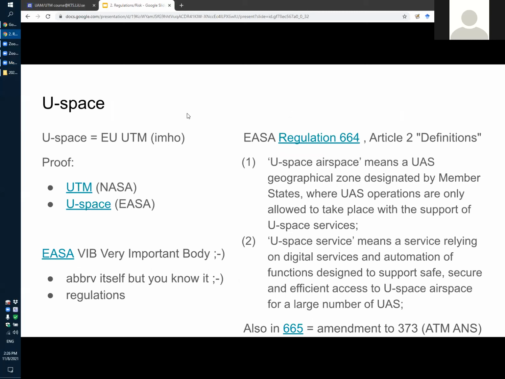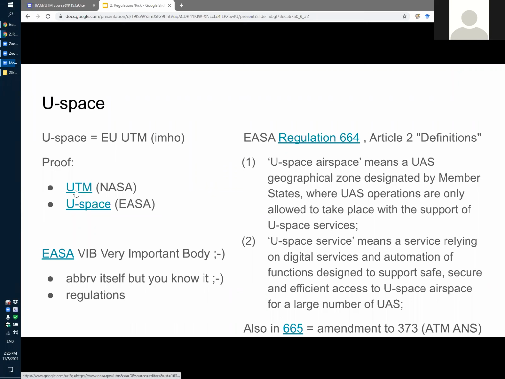Now, one important term is U-space. As far as I understand, and you will see this in my humble opinion, things every so often in the course, and I apologize for putting in my opinions instead of something which is solid. As I said, it's a changing area, and definitions and terminology are changing. But to me, I would say that U-space is the European analog of UTM.